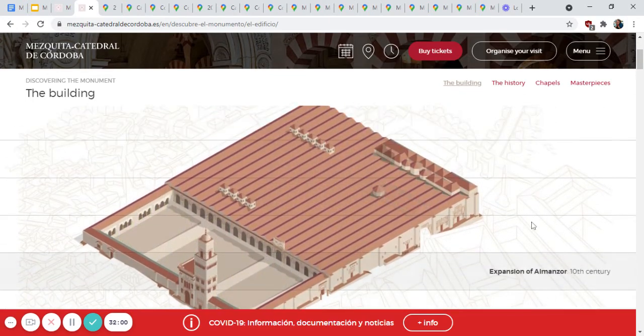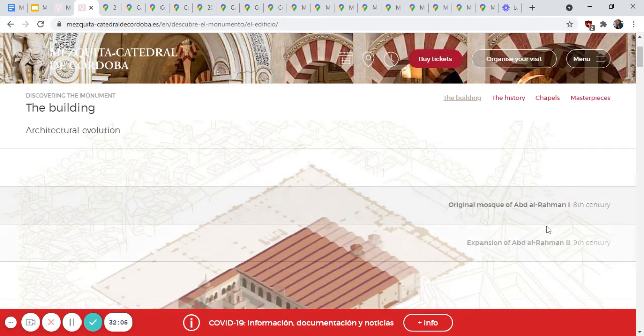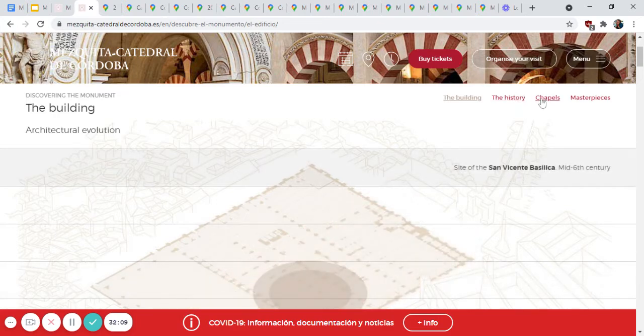So that's just something that I like: it shows expansion upon expansion, and you can learn about the history of the different expansions, look at some of the chapels. Most of them are later period, the one we covered in the SCA, and some of them masterpieces there as well.